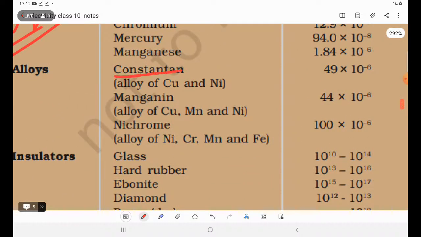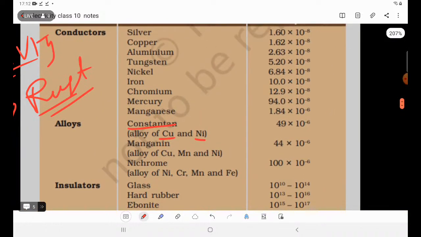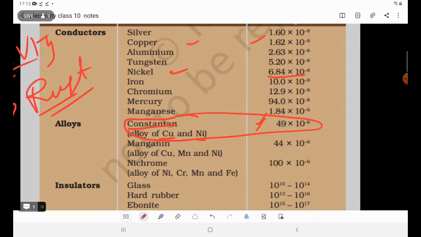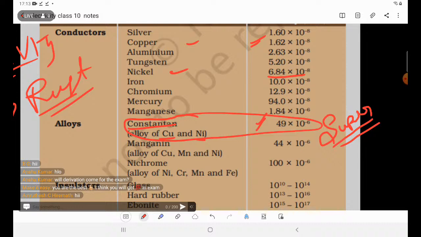Like this is an alloy, right? So constantan is an alloy of copper and nickel. When we compare it to copper and nickel, constantan has 49 into 10 to the power of minus 6. Nickel has 6.84 into 10 to the power of minus 8. So which is more? Obviously this one is more, right? Similarly, copper has less, this is more. So this is superb. Okay, yes.